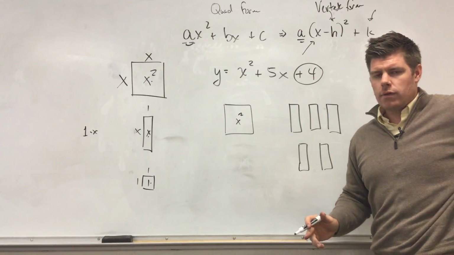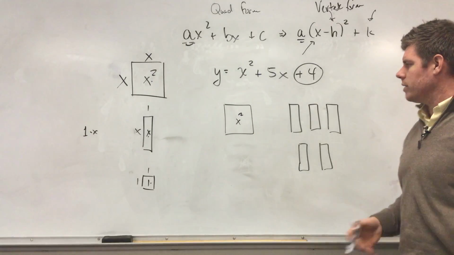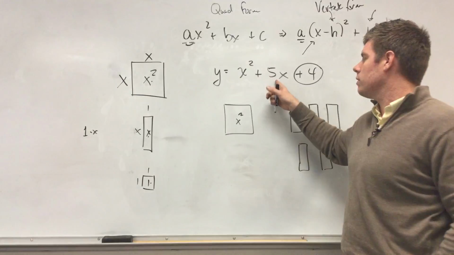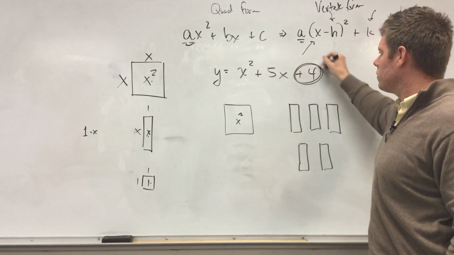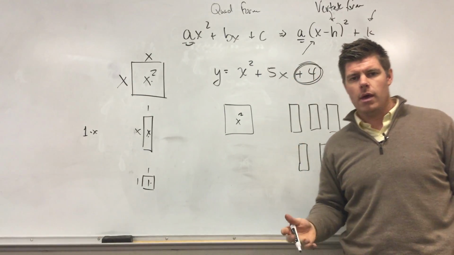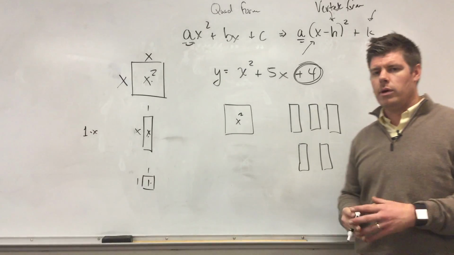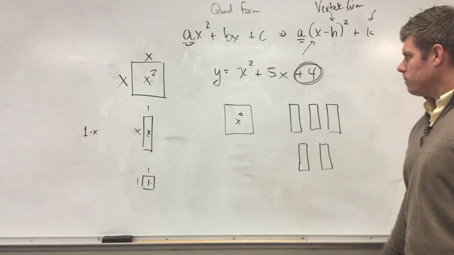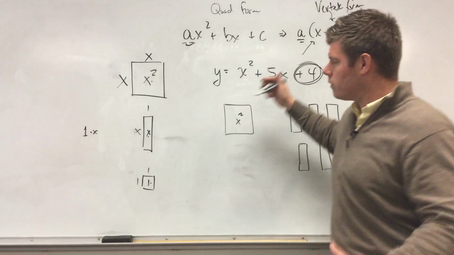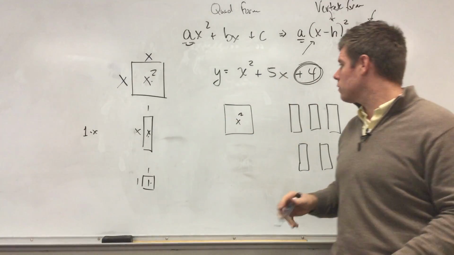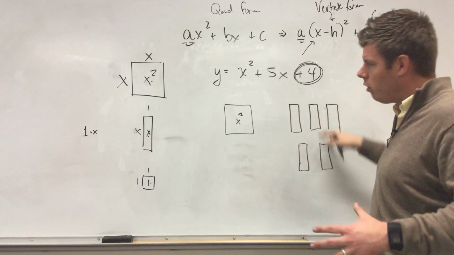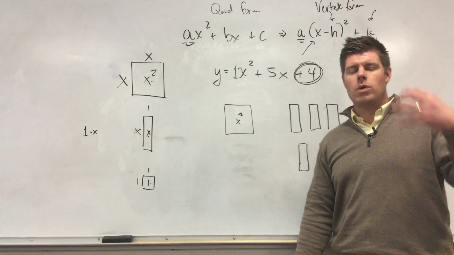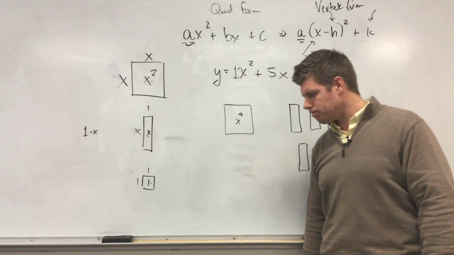So what we need to think about is that we need to make a square. And we're going to build our square off of the x squared and the 5x. And we'll deal with this positive 4 in a little bit, but we're going to use it to our advantage. So I need to build one square. How do I know I only want to build one square out of all of my x's? Because the coefficient of x squared is 1. So I only have to build one square.